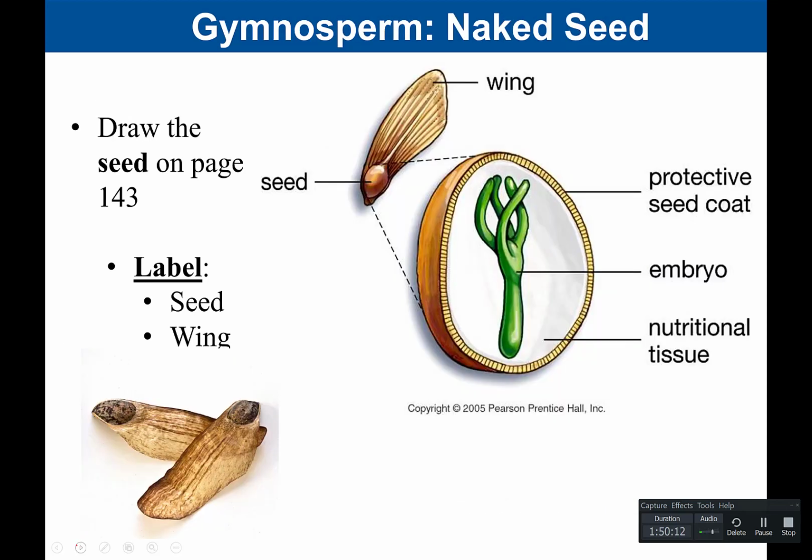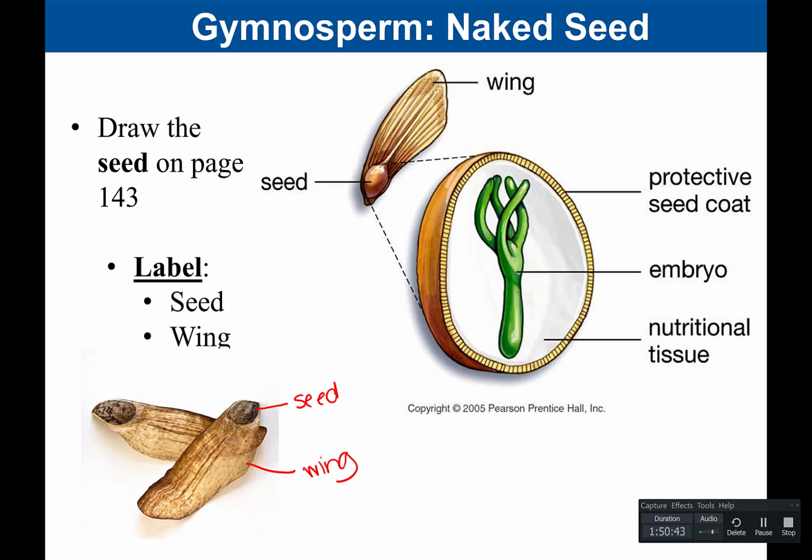You also need to draw the seed of the gymnosperm, and you need to label the seed and the wing. So here's a cartoon drawing of it. Here's our seed, here's our wing. If we're looking at an actual one, this is the seed, and this is the wing. And again, the wing is there to help with seed dispersal.